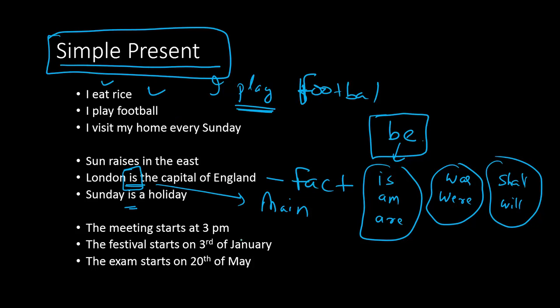We also use simple present tense when something is scheduled or something is in the calendar. The meeting starts at 3 p.m. Well, the meeting could be in future, but it is scheduled, or it is there in the calendar. Something fixed in the calendar is something that has been scheduled. Then we also use simple present.